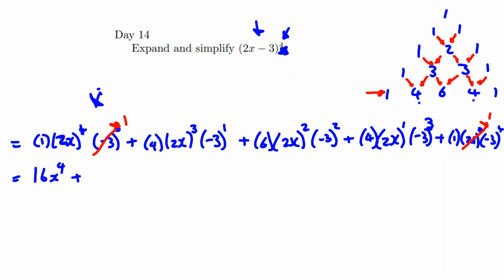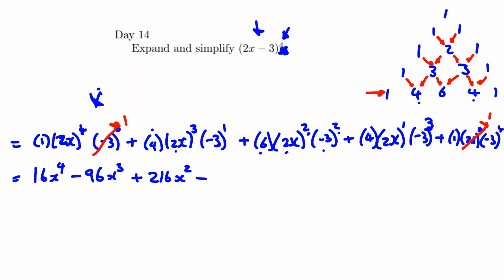The number bit we're going to put into our calculator. So we're going to do 4 times 2 to the 3 times minus 3, which is going to give us minus 96. And then we're going to do x to the 3. 6 multiplied by 2 to the 2 times minus 3 to the 2, which is going to give us plus 216. And then we've got our x squared.